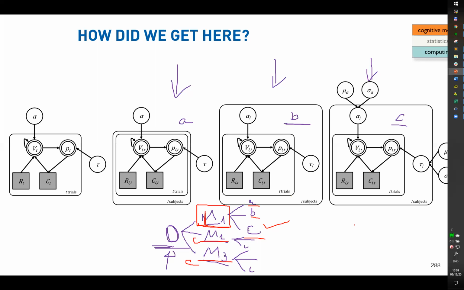So in the end, how many do I have? I have M1 fitted by the methods A, B, C, so this one, there are 3. And then I have M2 with the C fitting method, and M3 with the C fitting method. So in total, I have 5 rather than 9. All right, does that make sense?